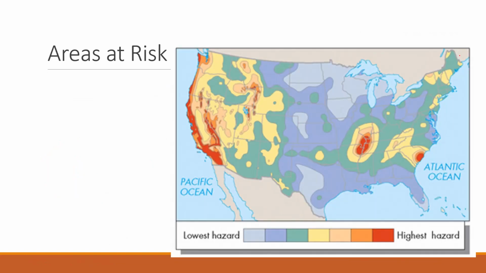In the US, what areas are at risk? I already showed this. This is the hazard map. So Alaska, Hawaii, all along California, and then we do have these other historic areas of seismicity that at some point will have earthquakes again.